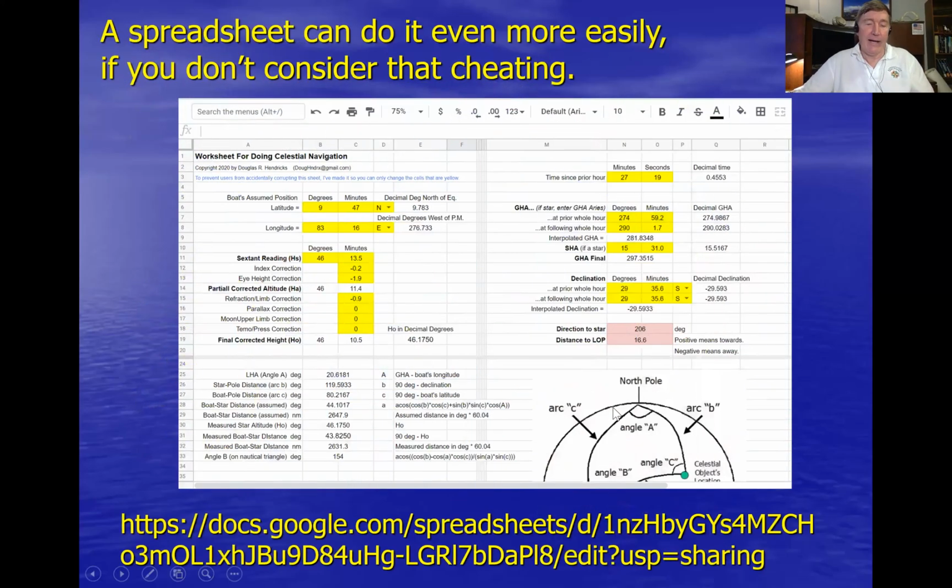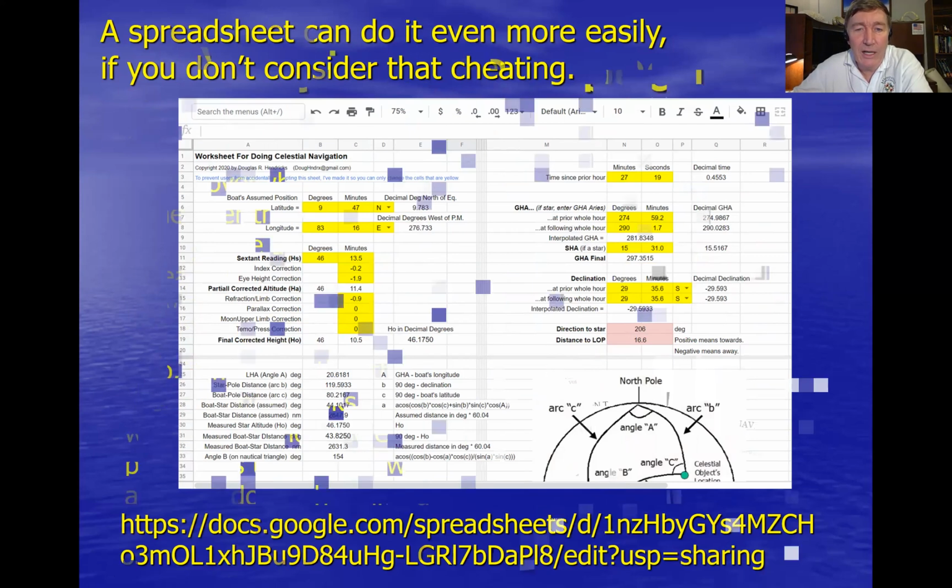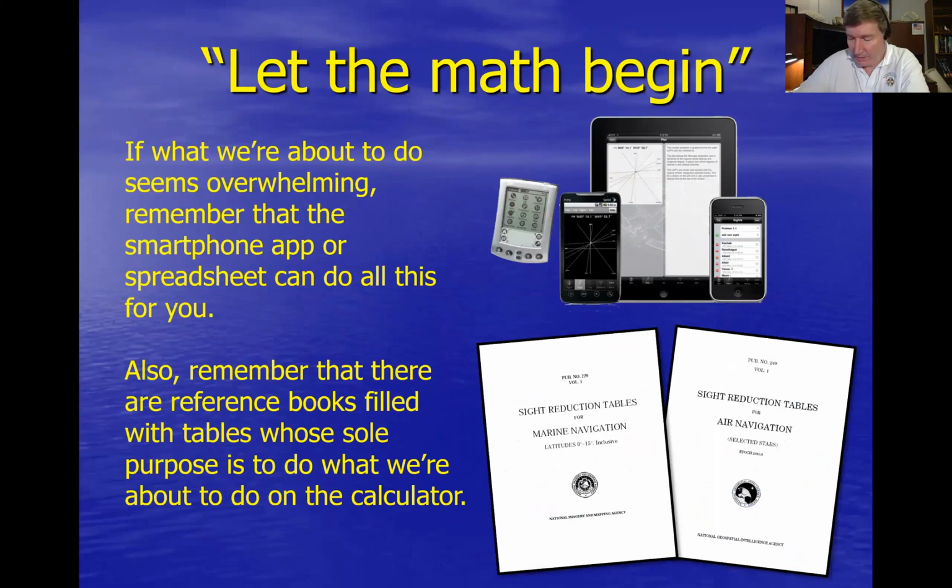Now, if you got the email, that means you also got the link that I sent you to this spreadsheet. This is a Google spreadsheet that I created that does all the work for you. I mean, this is almost as lazy as using the smartphone. But it's really nice because it helps to check your work, make sure you did everything right. So we'll talk about that later. So drum roll, let the math begin.